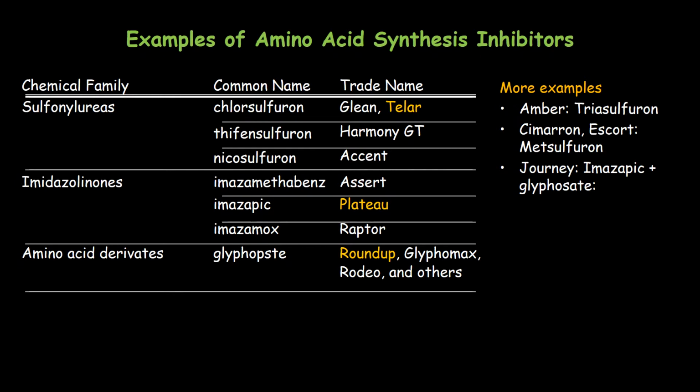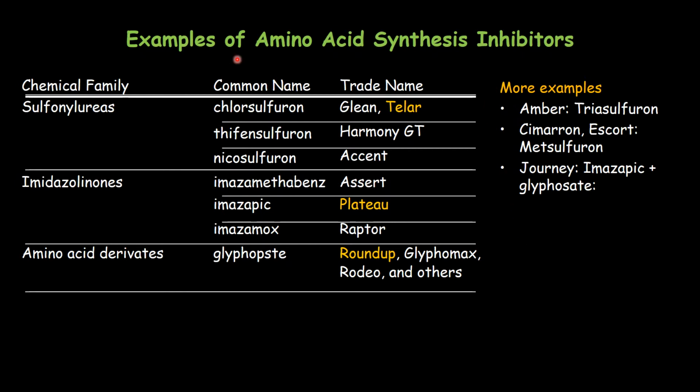The amino acid synthesis inhibition mode of action includes herbicides from the following chemical families. First is sulfonylureas, imidazolinone, and some amino acid derivatives such as triazolopyrimidines, EPSP synthesis inhibitors, and the glutamine synthase inhibitors. The sulfonylureas, imidazolinone, and triazolopyrimidines are also known as ALS or AHAS inhibitors, like I mentioned in the slide before.